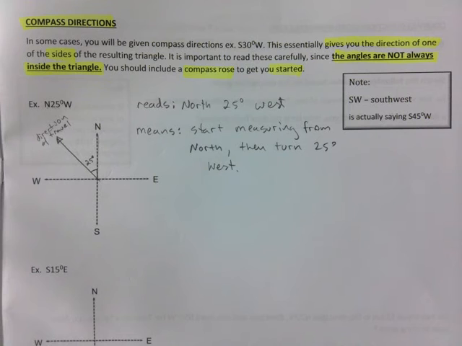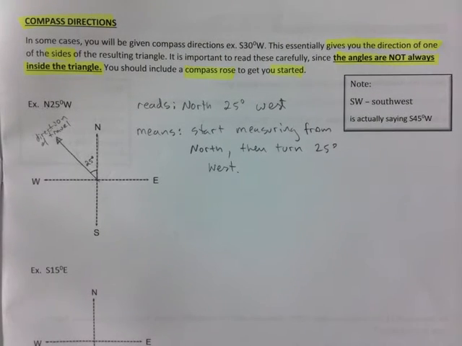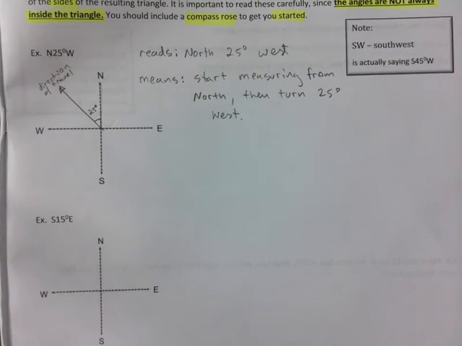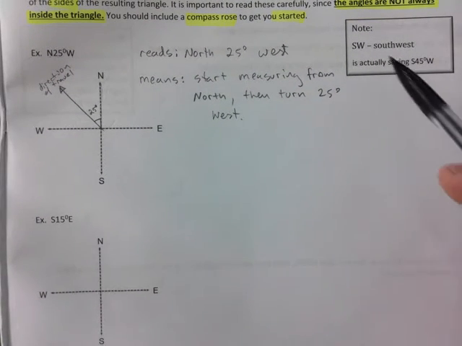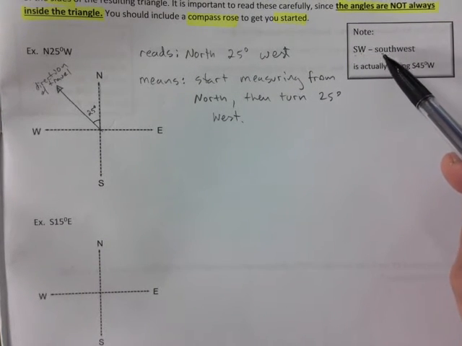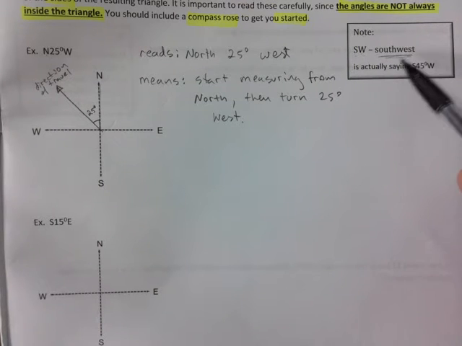Okay, has anybody used a compass to navigate through a forest before? It's a very important skill, to actually know how to find your way through a forest. But we're not used to it because we're always in the city, a lot of times. There's roads and stuff. So I just want to make a note right off the bat. Southwest, obviously, we know that that's southwest. It is actually saying south 45 degrees west.